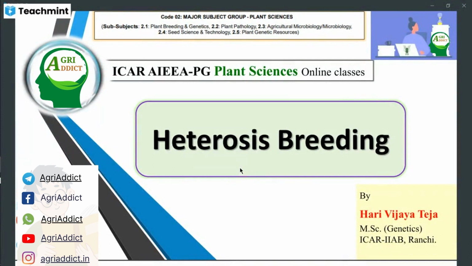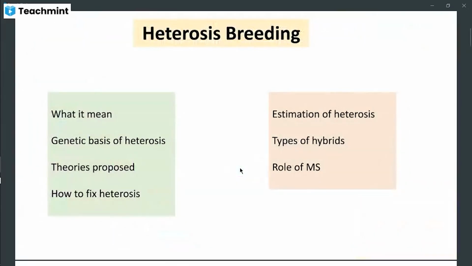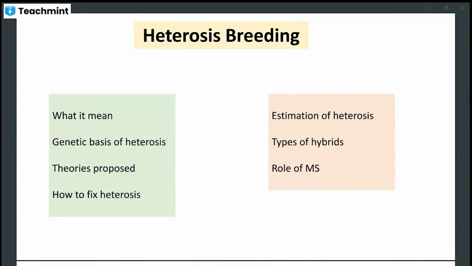So with the ongoing plant breeding classes, today we will be dealing with heterosis breeding. Can anyone say what you mean by the term heterosis? How do you define it in simple language? Or you can also take the example of a hybrid. How do you define a hybrid? In simple terms, someone wrote it is superiority of the F1 over parents.